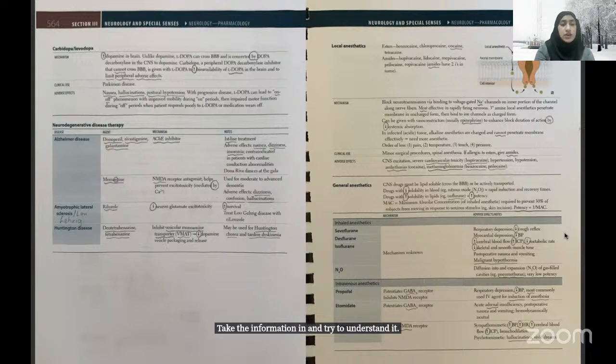So the first disease here is Alzheimer's disease. And basically, you've got two agents. First one: donepezil, rivastigmine, and galantamine. How do they work? They're basically acetylcholinesterase inhibitors. These are used as first line treatment for Alzheimer's disease. Of course, they've got adverse effects too: nausea, dizziness, and insomnia. These drugs are contraindicated in patients with cardiac conduction abnormalities.